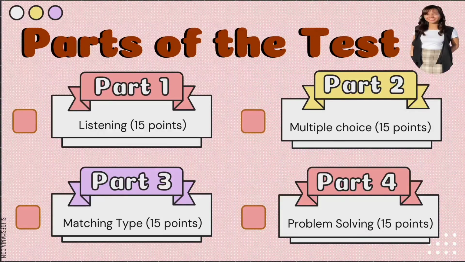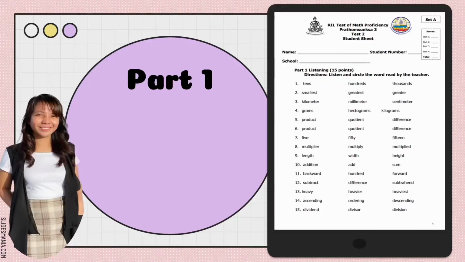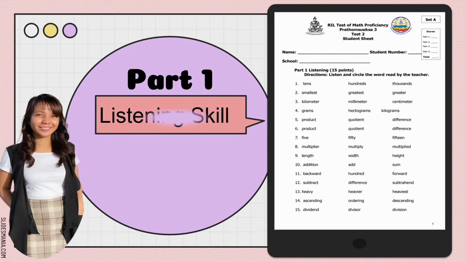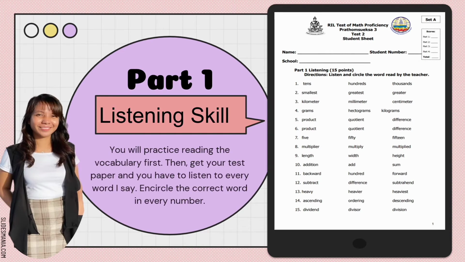So we will divide the parts of the test into two. So we will just tackle for this video part 1 and part 2. Right? So for part 1, it's about listening skill, as you can see there on the first page of your test paper. You will practice reading the vocabulary first, then make sure you have your test paper with you, and then you have to listen to every word I say. Okay? Encircle the correct word in every number. You draw a circle, okay?